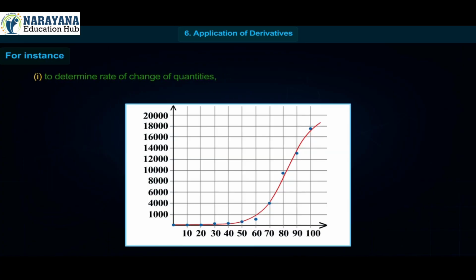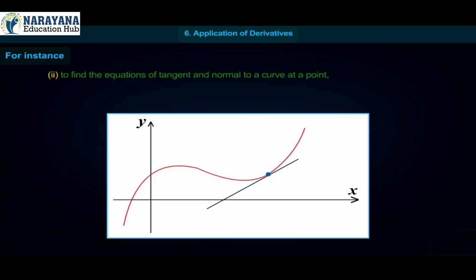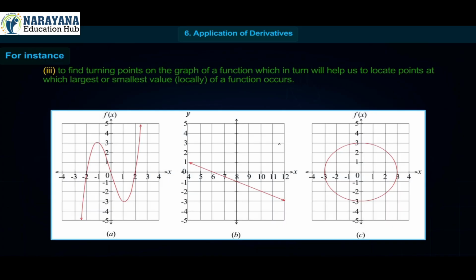Number 1. To determine rate of change of quantities. Number 2. To find the equations of tangent and normal to a curve at a point. Number 3. To find turning points on the graph of a function, which in turn will help us to locate points at which largest or smallest value locally of a function occurs.